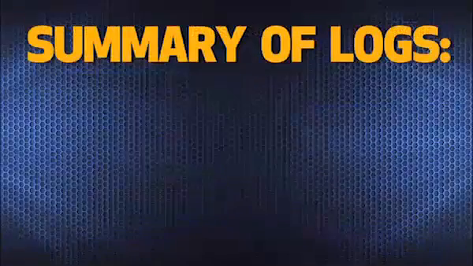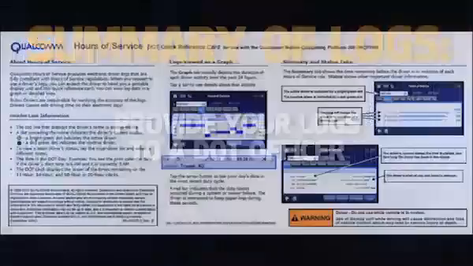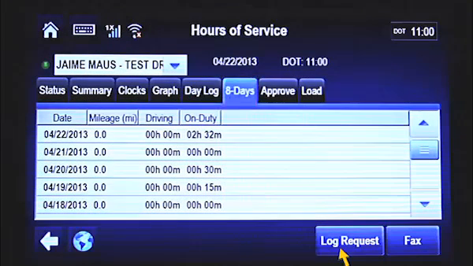There may be times when you're stopped by DOT and the officer wants to review your logs. There are 2 different ways to do this. One, you can hand the officer the DOT Quick Reference Card, which provides step-by-step instructions on how to review your logs directly from the unit. Or, if the officer wants a hard copy, you can get this from the 8 Days tab. Tap the Fax button at the bottom of the screen.